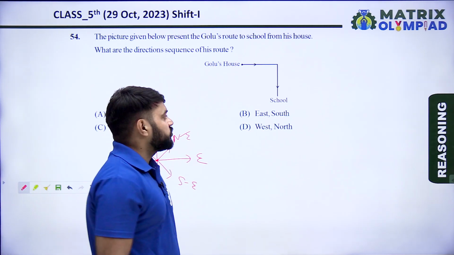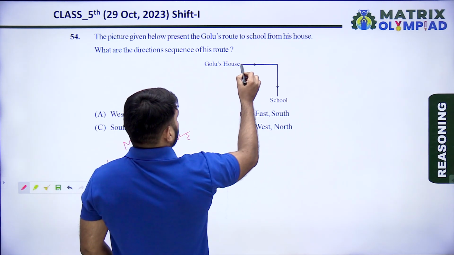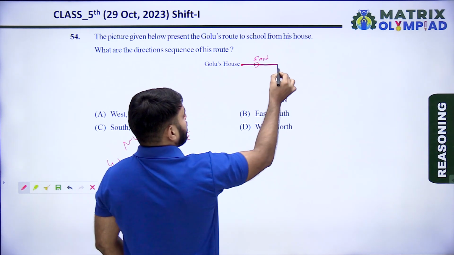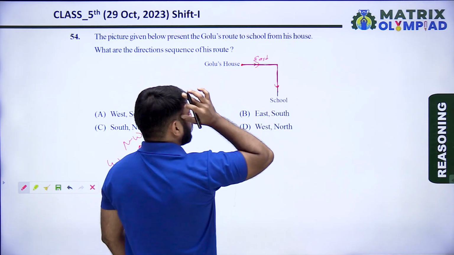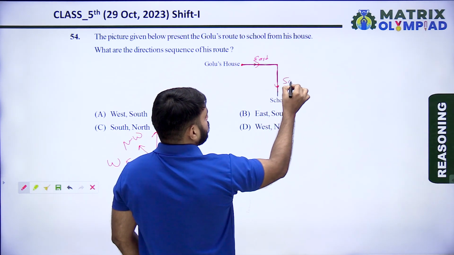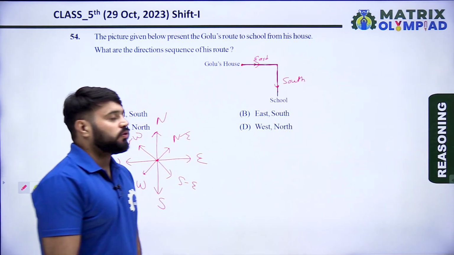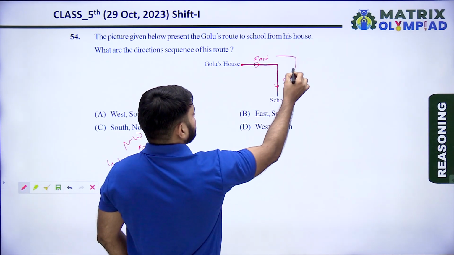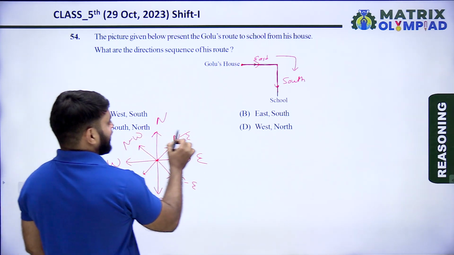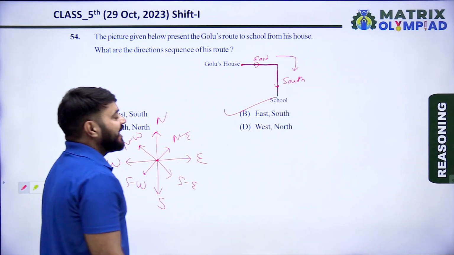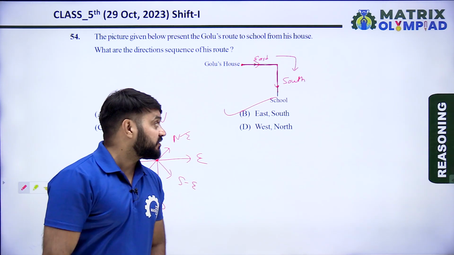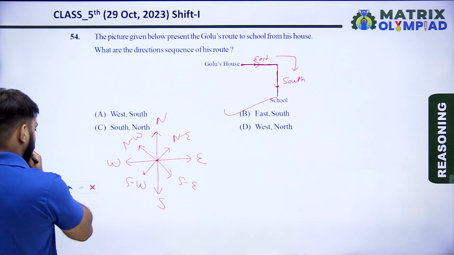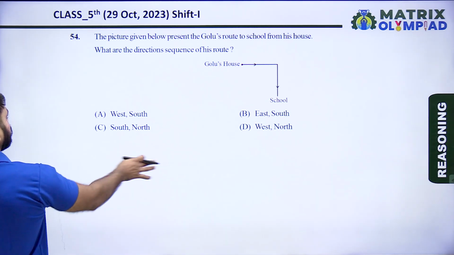So according to the picture, Golu goes in the east direction first. Now Golu goes in the south direction. So the direction sequence of the route is east, then south. It means option B is the correct direction sequence of the route, east, south. So option B is the correct answer of this question. Let's move on to the next question.